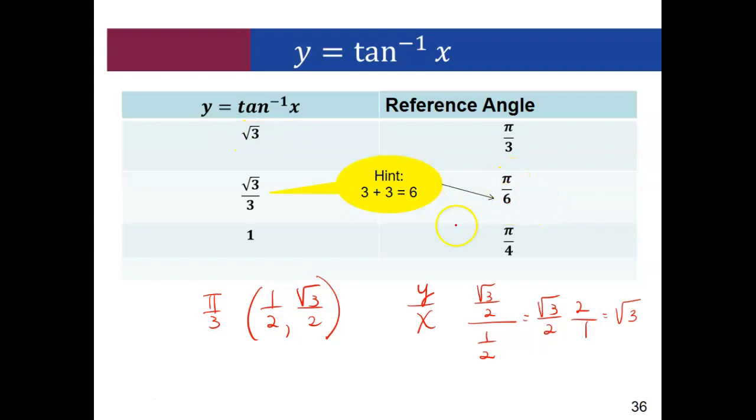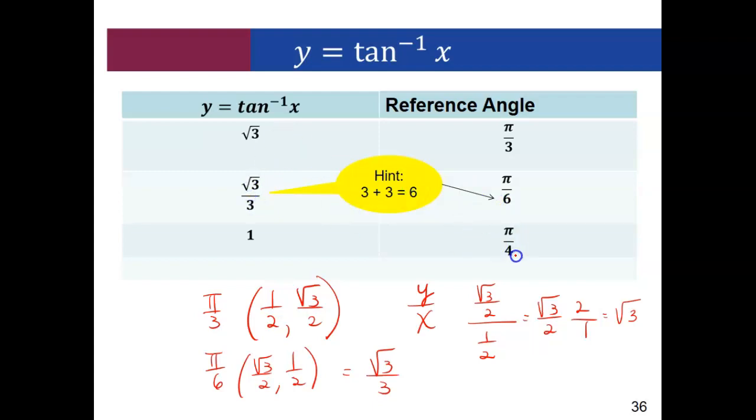Pi over 6, if I went through the same process for pi over 6, and I'm not going to repeat all of this, the coordinates here, what I would end up with is square root of 3 over 3. And one thing I remember, this is just a kind of a helpful little hint, 3 plus 3 equals 6. So for the pi over 6, the tangent is the square root of 3 over 3.